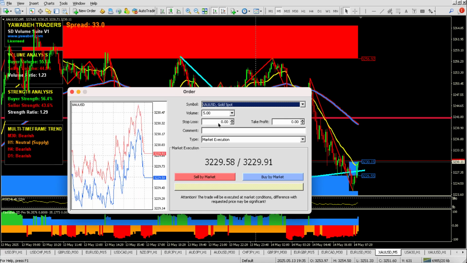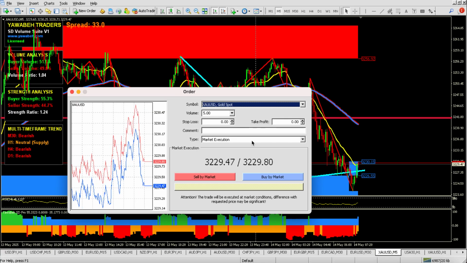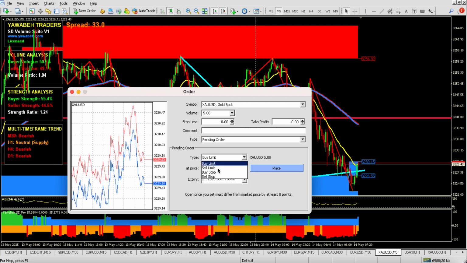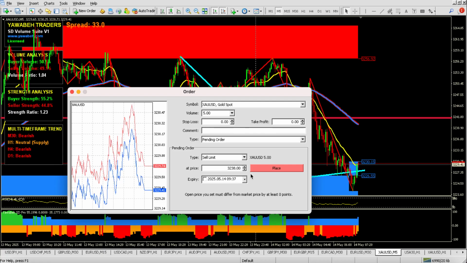Entering with 5 standard lots, and we should go with the pending order, and the order type should be the sell limit order. The price should be 3238, or 3240 is reasonable, it's okay.